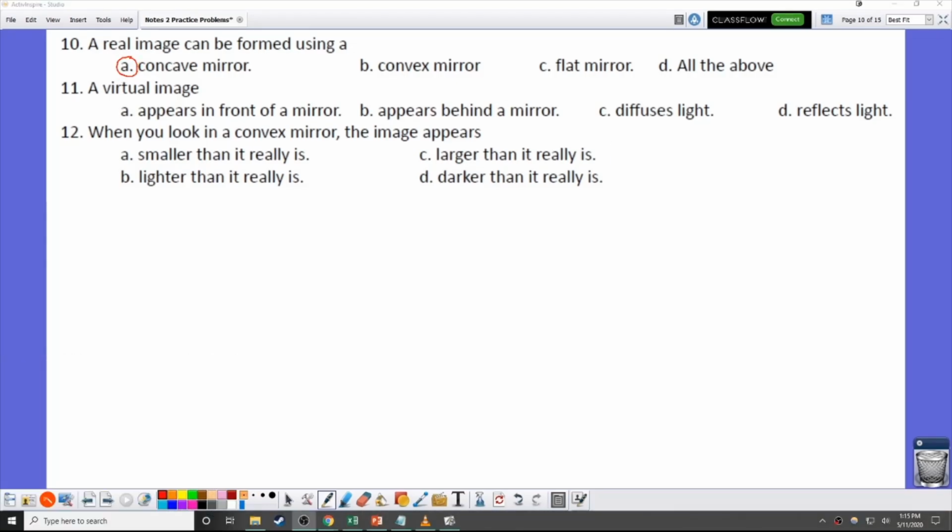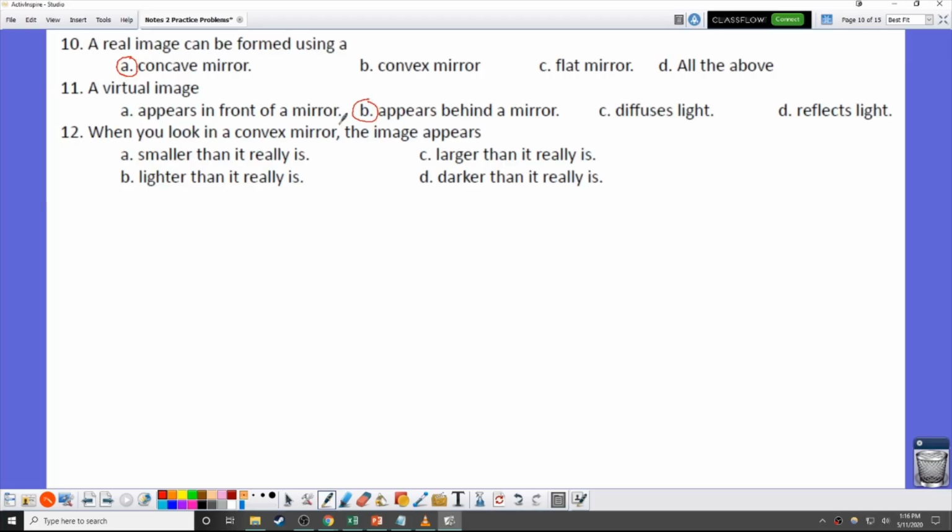All right, number 11 says a virtual image appears where? Does it appear in front of a mirror, appear behind the mirror? Does it diffuse light, or does it reflect light? Well, if we go back to the notes, we know that a virtual image always appears behind a mirror. So just keep that in mind, that the virtual image is always appearing to be on the other side of the mirror.